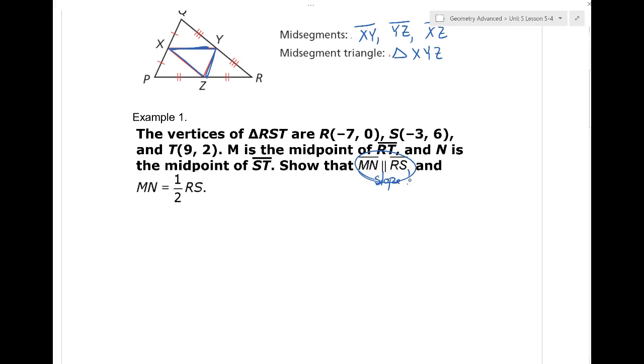And then the next one says, and show the length of segment MN is 1/2 the length of segment RS. How am I going to do length? How do I calculate length when I have ordered pairs? I got to use distance formula.